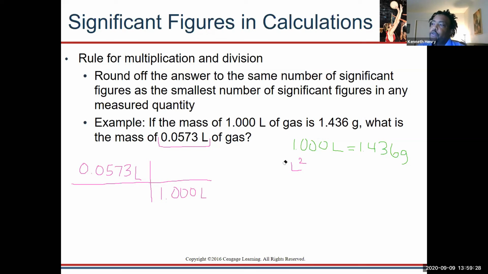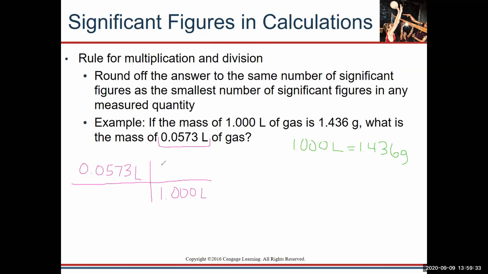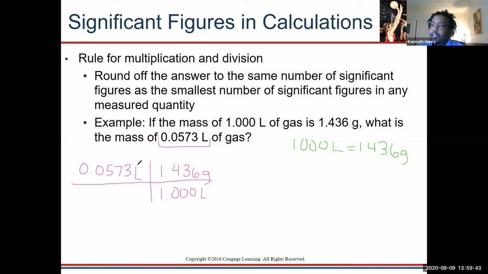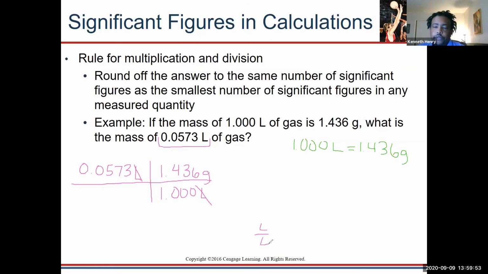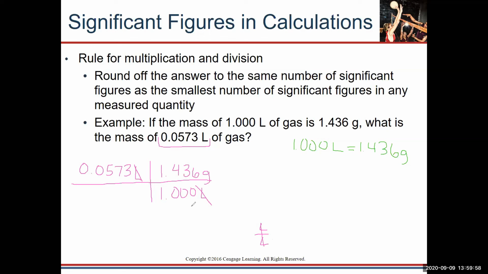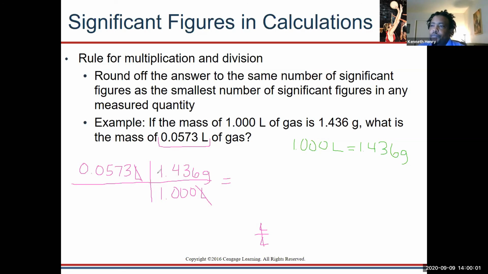Okay, so then that means what's going to go on top? The grams? 1.436 grams. Okay. So then that means liters cancel out. Is that right? Liter over liter. So if I have L over L, what is that going to equal to? 1. Okay, so it cancels out, right? So at the end of the day, we just multiply across.